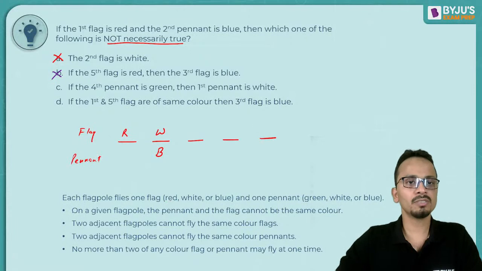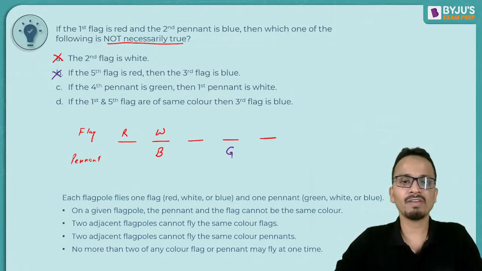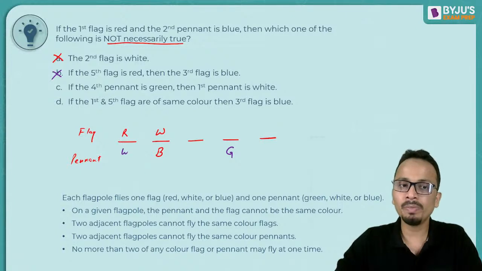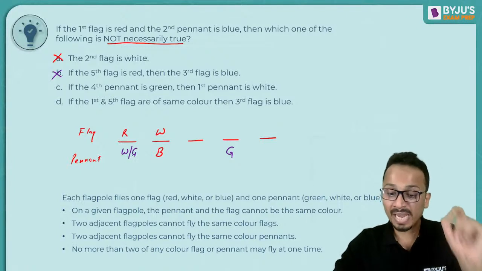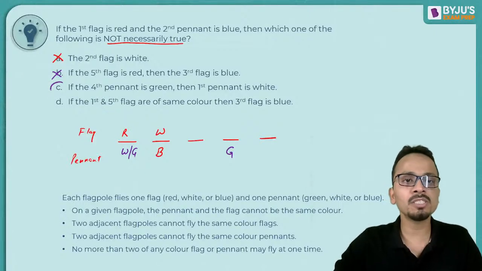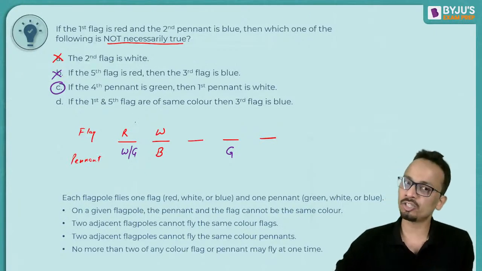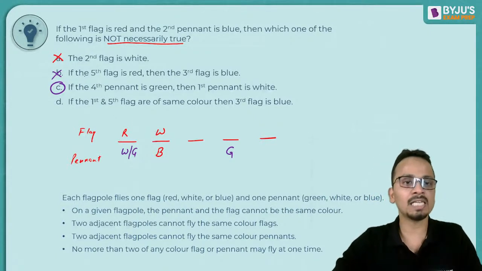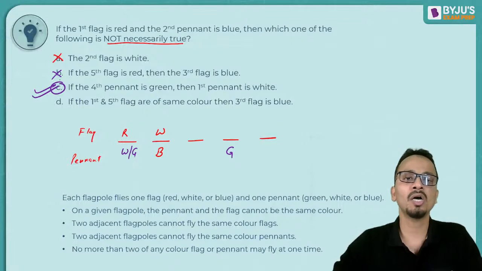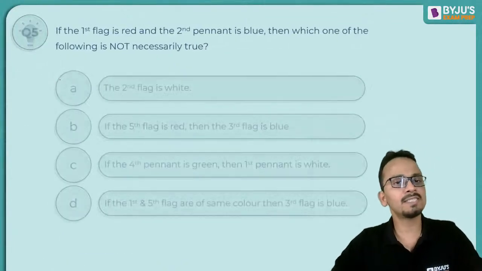The third option, if fourth pennant is green, अगर ये वाला pennant green है, then the first pennant is white. अब फर्स्ट वाला पेनेंट व्हाइट हो भी सकता है, नहीं भी हो सकता. So this may be true, may not be true. So option C is not necessarily true. It may or may not be true. Right? So the correct answer for this question that you will mark will be option C.